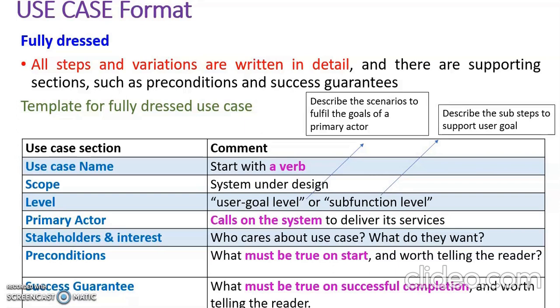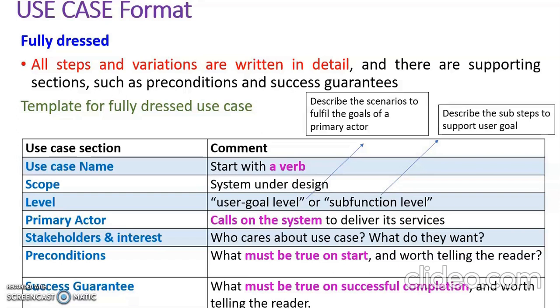Then the next two steps are precondition and success guarantee. Success guarantee can also be renamed as postcondition. Precondition is nothing but what must be true on start and is worth telling the reader. Consider the same ATM transaction example. What must be true on start? We should have an ATM machine and we should have funds, which must be true. If it is true, then we can withdraw cash. If there is no ATM machine, we can't. And if there are no funds in the ATM machine, we can't have a transaction. So the precondition is what must be true on start.